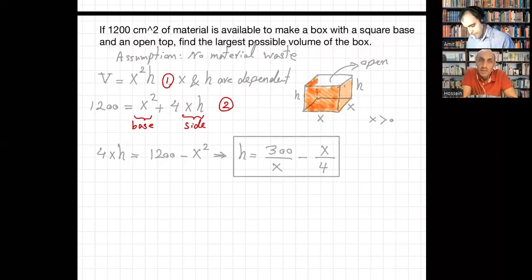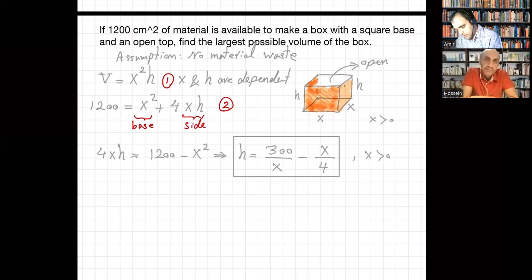You divide both sides by 4 times x. Correct. And we know that x is not 0, so there is no problem dividing by x. Because if x is 0, there is no box. Yeah, that's correct. So that's one of the constraints. And here you chose to find h in terms of x, and I think this is an obvious choice because h is first degree, x is second degree, so it's more involved if you wanted to find x in terms of h. Exactly.